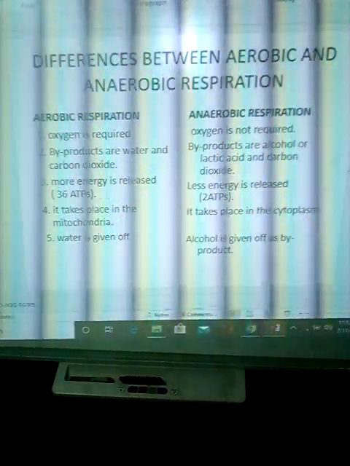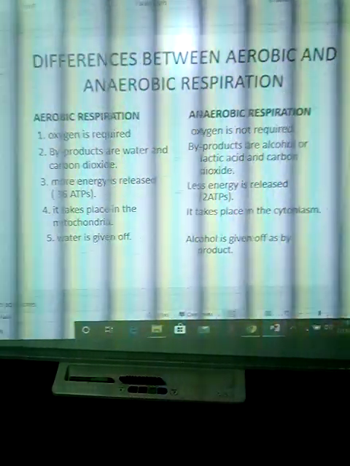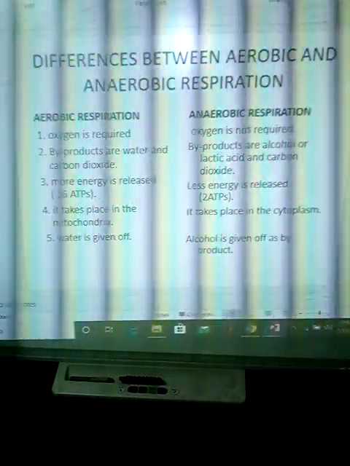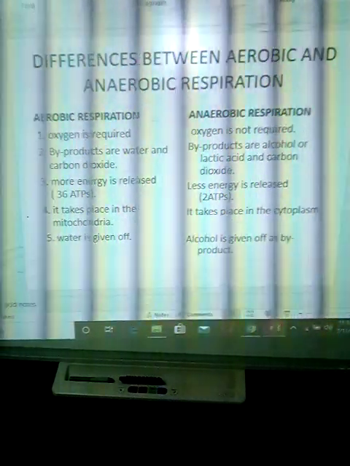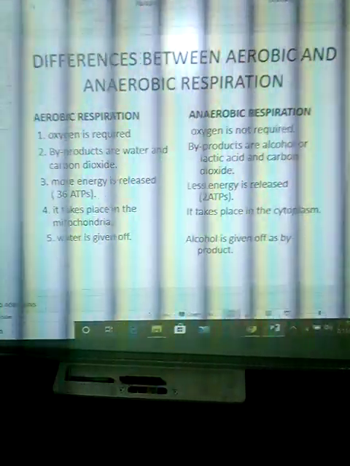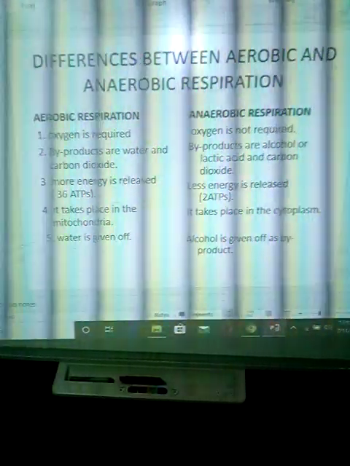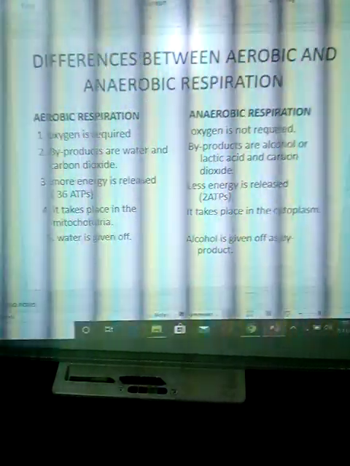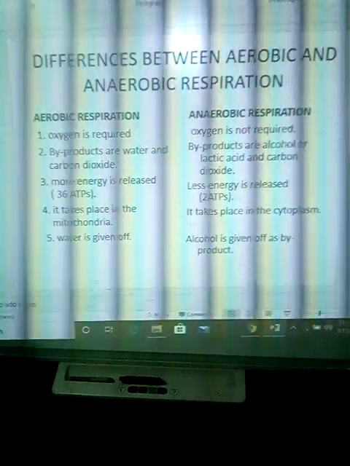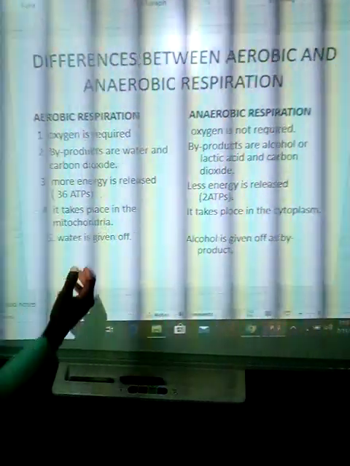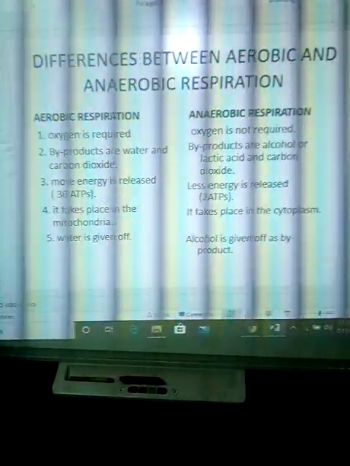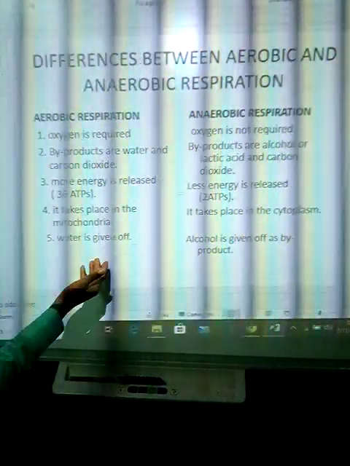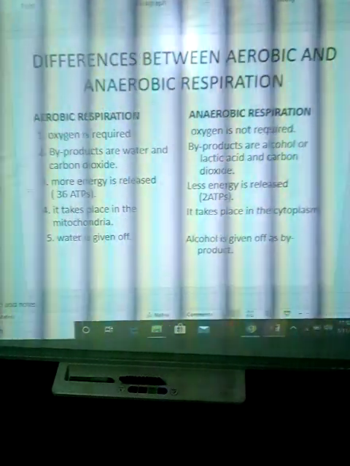Okay. Now we move on to the differences between aerobic respiration and anaerobic respiration. In aerobic, oxygen is required. In anaerobic, oxygen is not required. In aerobic, byproducts are water and carbon dioxide, but in anaerobic, the byproducts are alcohol or lactic acid and carbon dioxide. In aerobic, more energy is released, that is 36 ATPs. In anaerobic, less energy is released, which is 2 ATPs. In aerobic, it takes place in the mitochondria. In anaerobic, it takes place where? In the cytoplasm. Okay. In aerobic, water is given off, but in anaerobic, alcohol is given off.